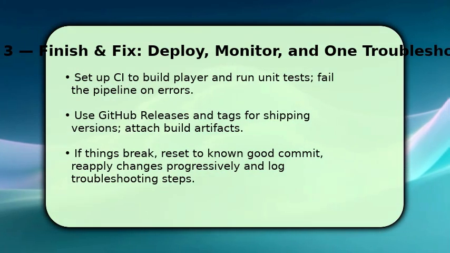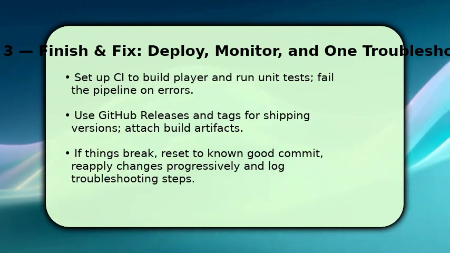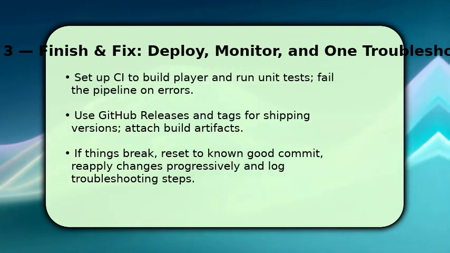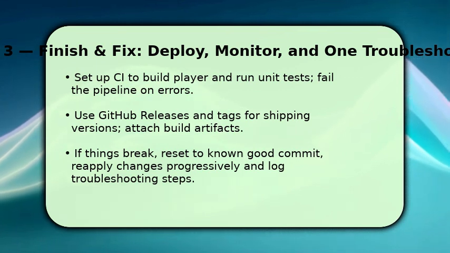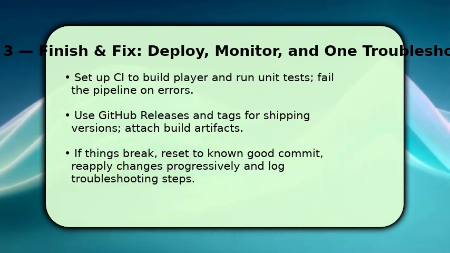Automate by adding a CI workflow that runs Unity tests and performs a headless build. This catches regressions early. Tag stable commits and publish GitHub releases with build artifacts so teammates can fetch reproducible builds.